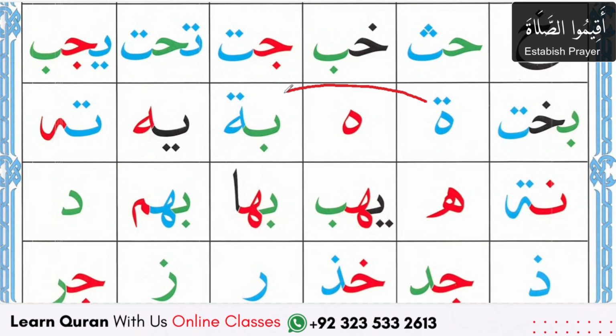Now here you can see when circle Ta comes at the end, it looks like that. And another shape of circle Ta is here. Sometimes circle Ta is written in this way. And circle Ta always comes at the end of the word. So we have two shapes of circle Ta here when it comes at the end, and sometimes circle Ta is written like that when it comes at the end.